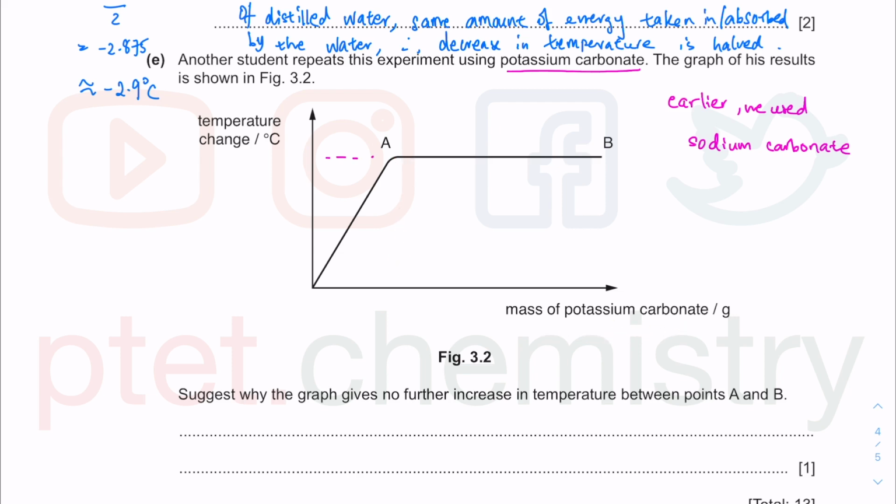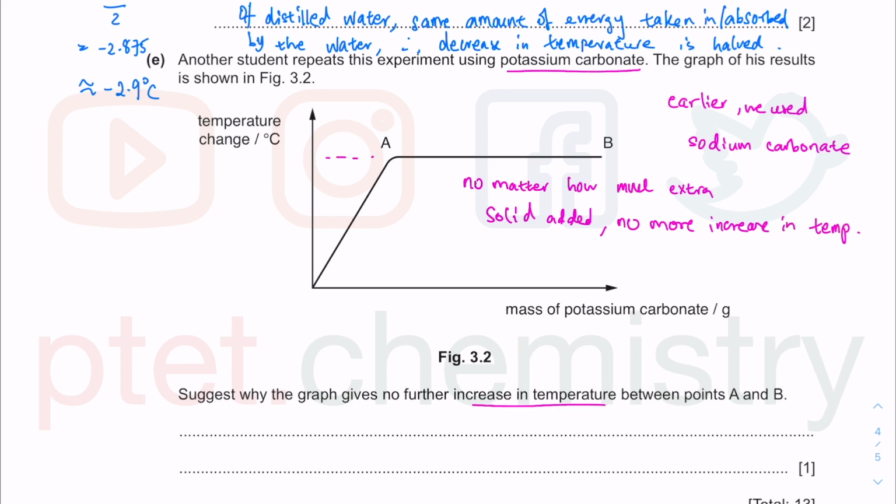So this graph, how you read it is, no matter how much extra solid is added, there is just no more increase in temperature. Why is there no more increase in temperature? That's what they're saying, okay? Up until that point, when you add more solid, you get greater increase in temperature. But from here to here, no change at all. There is temperature increase, it is exothermic still because it's positive temperature change, but there's just no change in temperature.